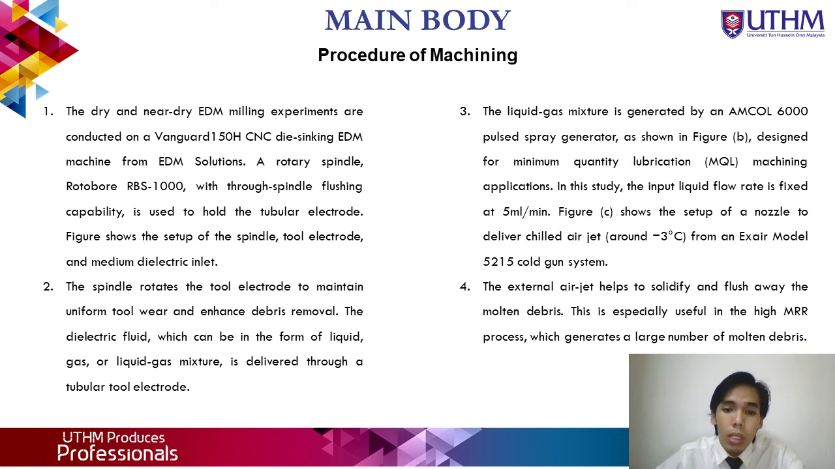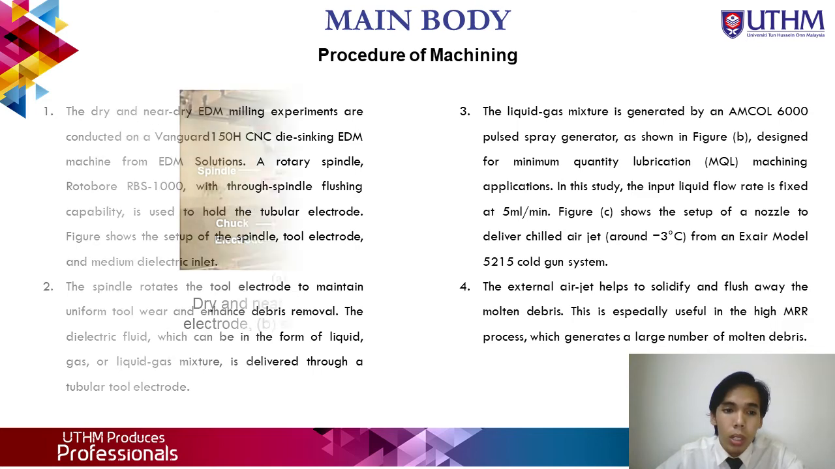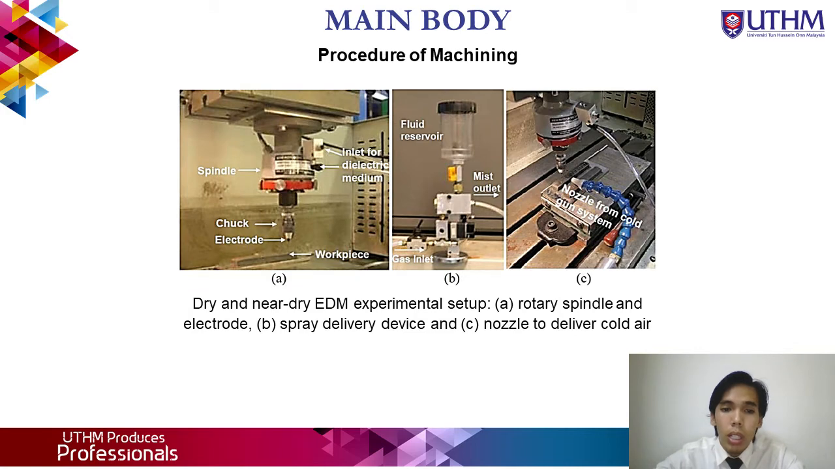Figure 1C shows the setup of a nozzle to deliver chilled air at around -3 degrees Celsius from an Azer model 5215 cold gun system. The external air helps to solidify and flush away the molten debris. This is especially useful in the high MRR process, which generates a large amount of molten debris. So as you can see here, these are the figures for the dry and near-dry EDM experimental setup.